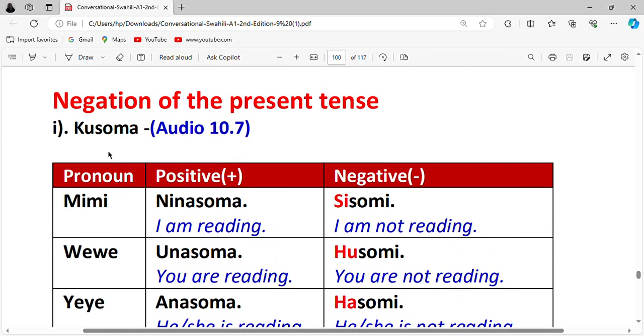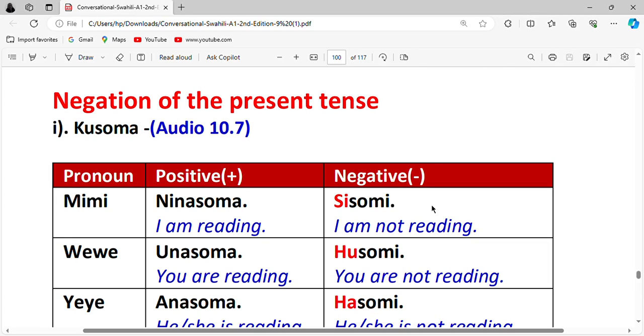We'll use the verb kusoma, to read. We have the positive sentence this side and the negative sentence this side. If I say mimi ninasoma, I am reading. If I want to say I am not reading, I will say mimi sisomi. The marker for the negative, present tense, is si. When I say si, it means not. I am not reading. Sisomi.